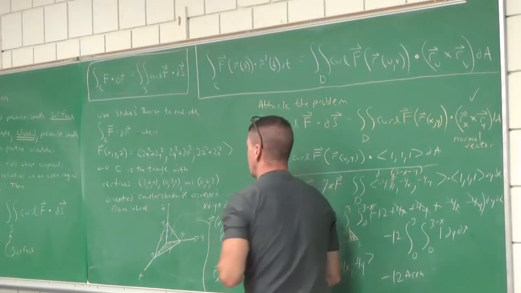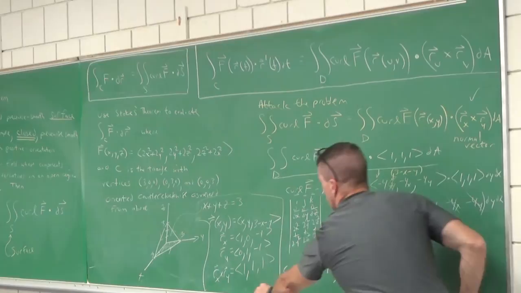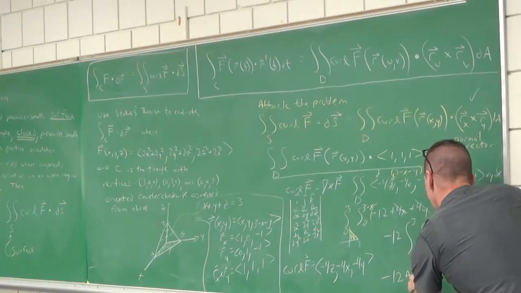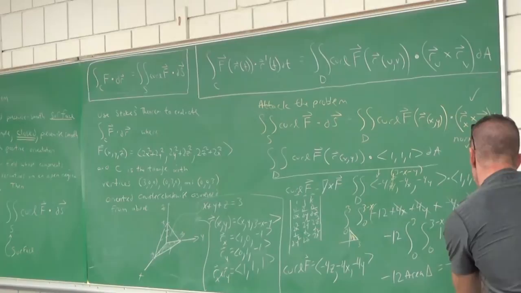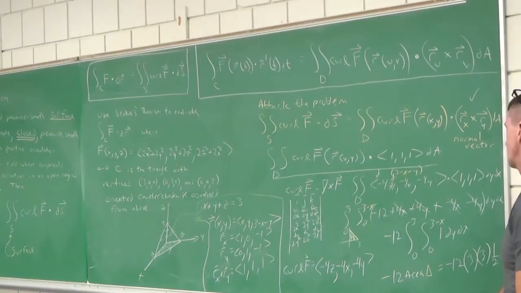So negative 12 times the area of that triangle, which equals negative 12 times the base, which is 3. The height is 3, but it's half base times height, right? Half base height. So what's 6 times 3 times 3? Negative 36. There you go.